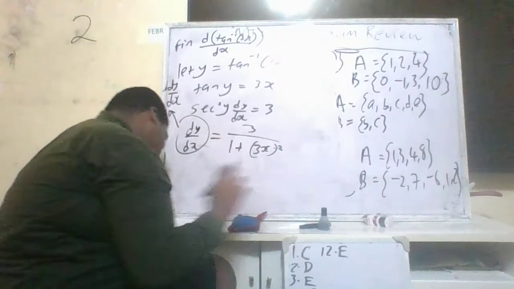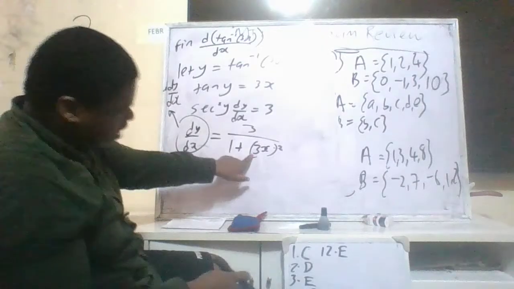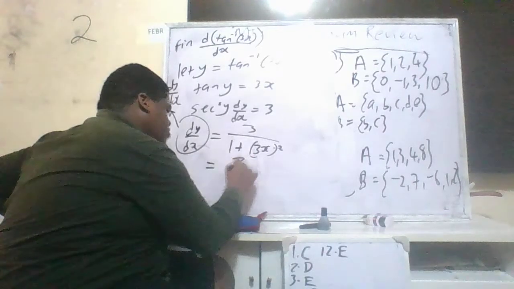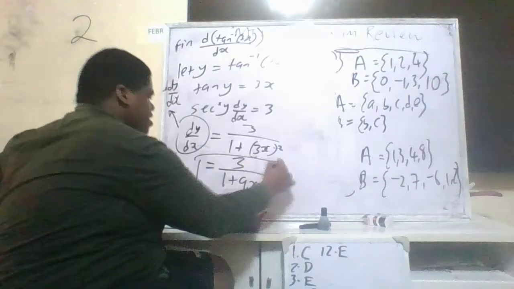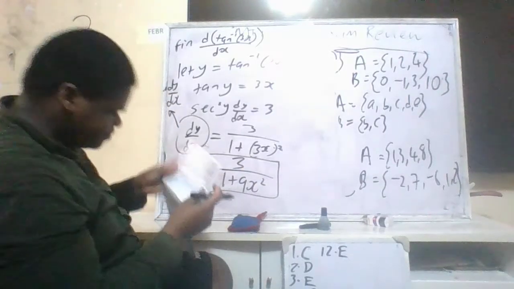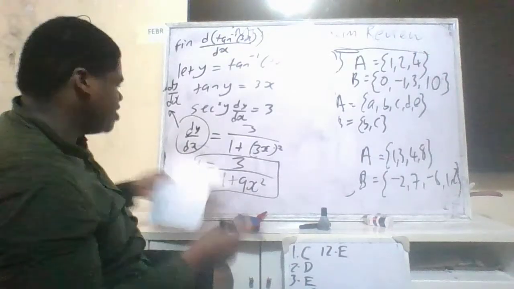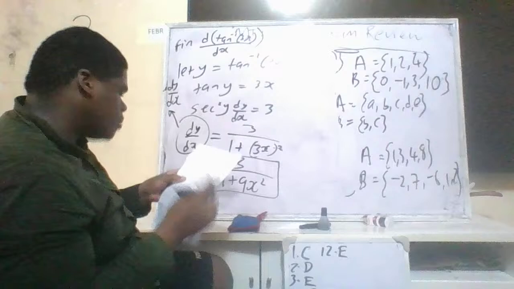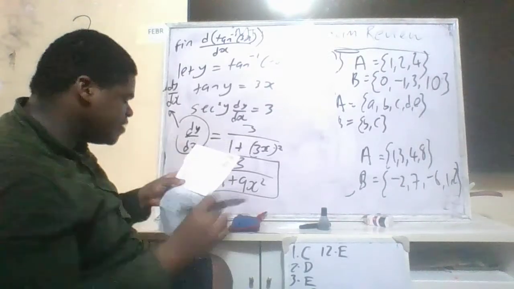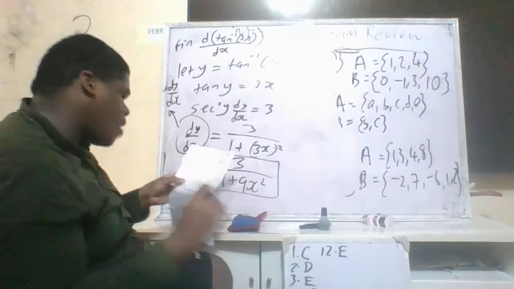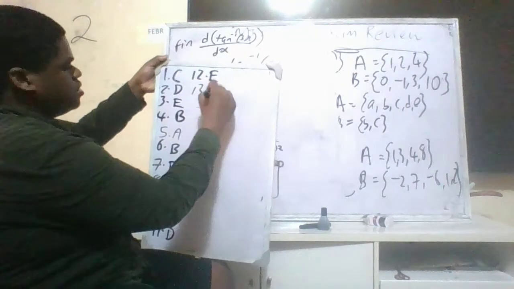You can simplify this, but first we want to look at the way the lecturer put their answer. They did not expand it. So this is going to be equal to 3 divided by 1 plus 9x squared. And this corresponds to option B. Option A is 1 divided by 1 plus 9x squared, which is wrong. Option B, 3 divided by 1 plus 9x squared, is the correct one. So question 13, we have option B.